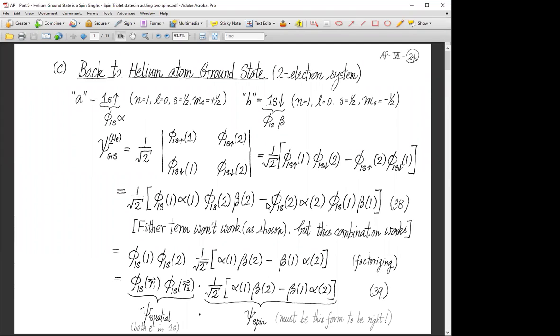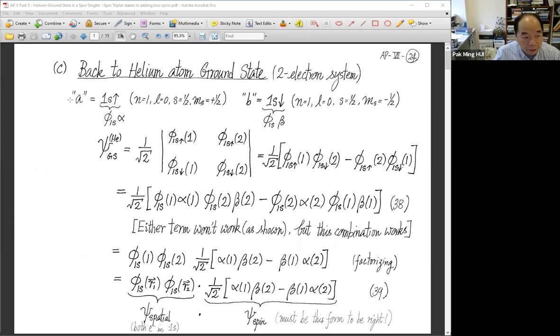Let's revisit the helium atom ground state. Now we know how to write it out properly. We want to examine the properties.